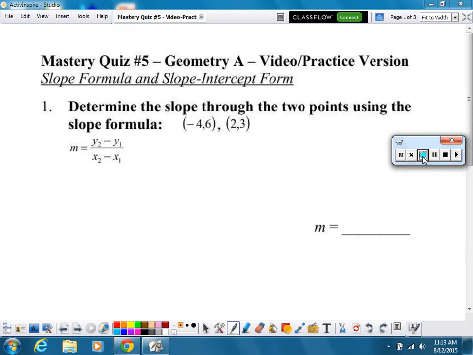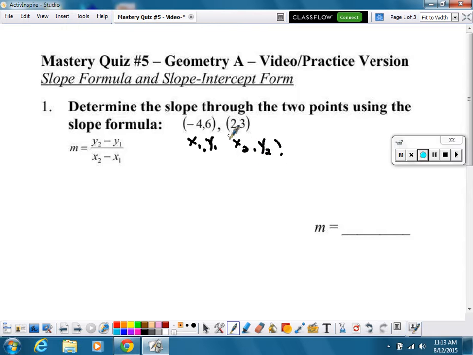Question number 1 is asking us to find the slope between 2 points. The formula is given to you here. M equals y2 minus y1 over x2 minus x1. We're given 2 ordered pairs. It might be a good idea for you to write down under each ordered pair which is the x1 and the y1 and which is the x2 and the y2.